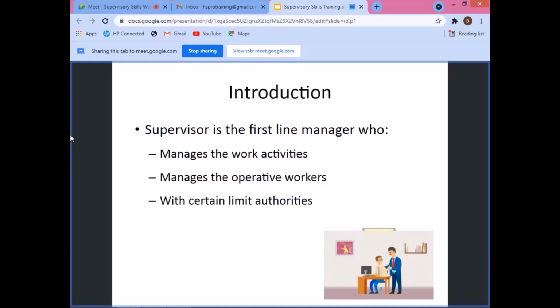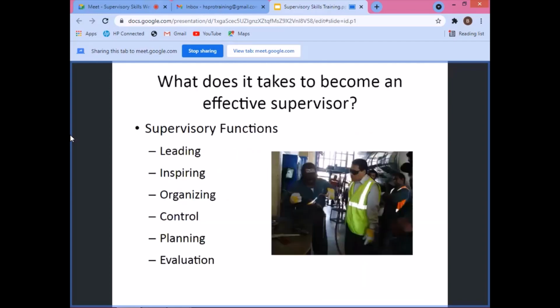So there is always an exception. In every rule, there is always an exception. You just have to justify the exception, because it is needed in the business. You don't want disruption of the business. So that's the job. So he's a manager, managing resources. So what does it take to become an effective supervisor?